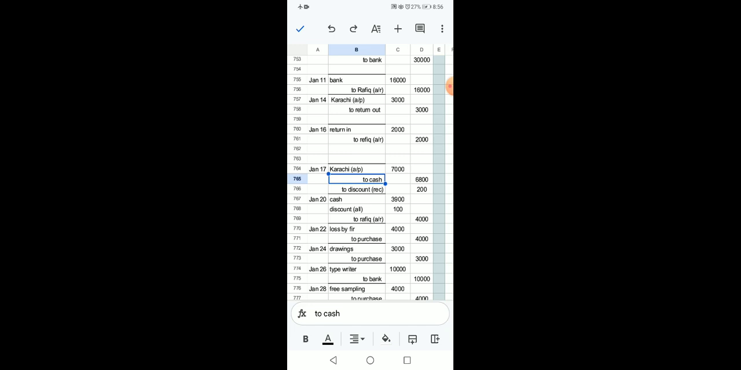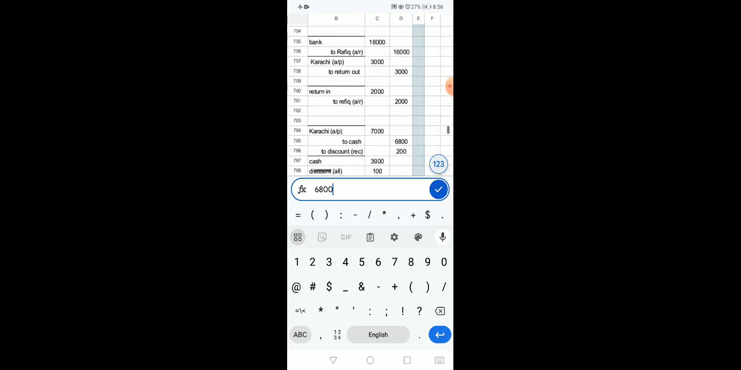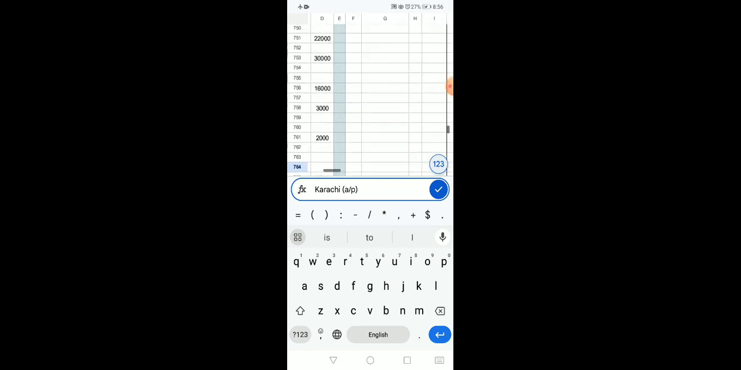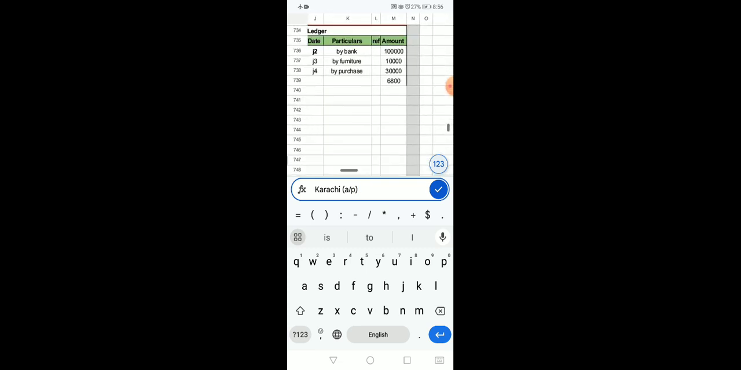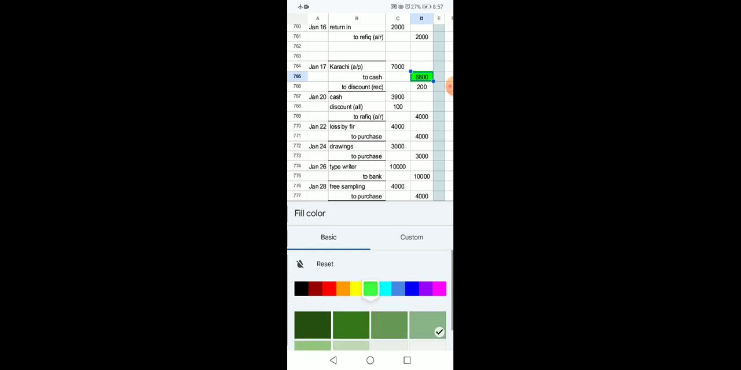Cash is credited by 6,800. Go to the credit side and write down 6,800 over here. Now see its reference of 6,800. What is written on the opposite side? Karachi. So you will be posting Karachi in particular column. Okay, 6,800 Karachi, date is 17th January. Put date over here J17. This way 17th entry has been completed. Cash is posted on credit side. Mark it as done.